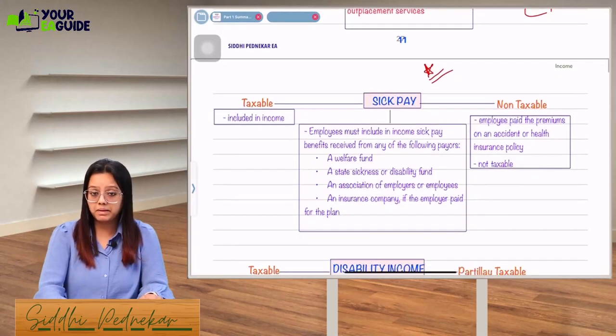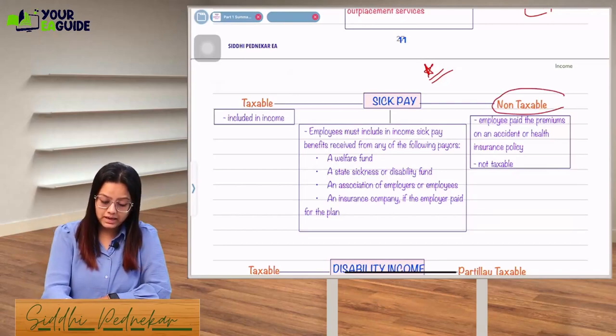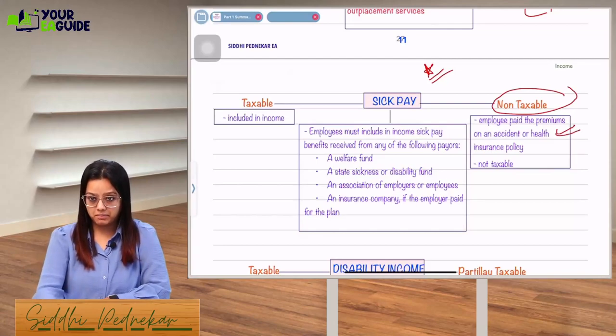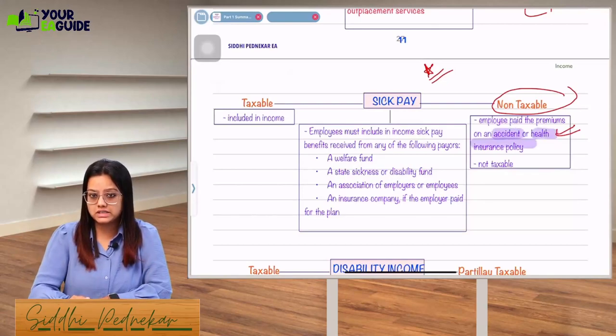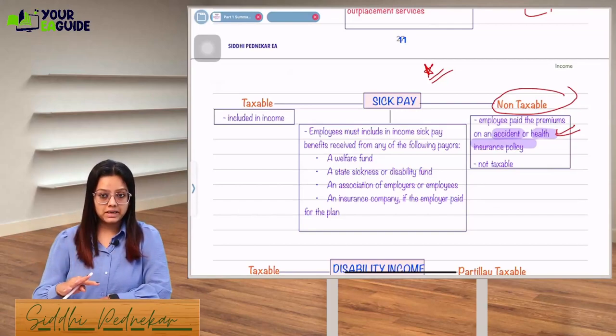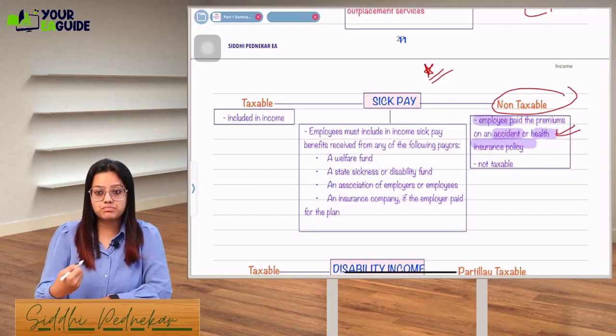Sick pay is taxable, means it will be included in the income. It will not be taxable only in the situation where employee paid the premium on accident and health insurance policy. Only on these two policies, accident and health insurance policy, if you are going to receive a sick pay, let's say you are sick and you are going to receive a payment from an insurance company. Now you have to check that insurance company's premium was paid by whom. If employee himself is paying the premium, then it won't be taxable, right?